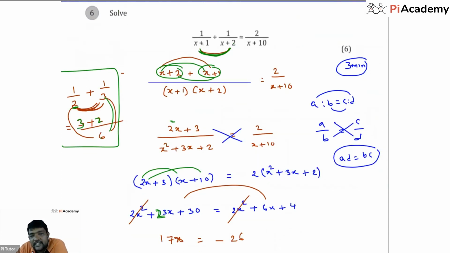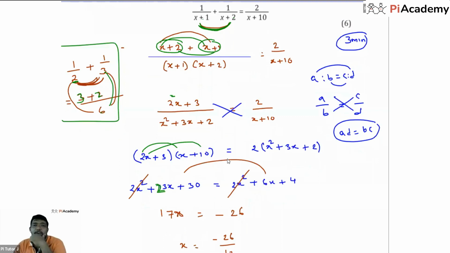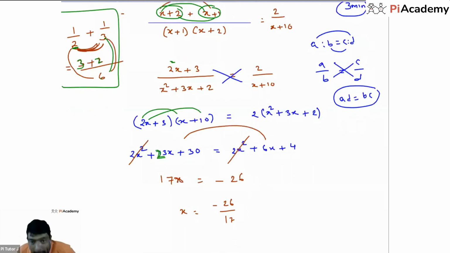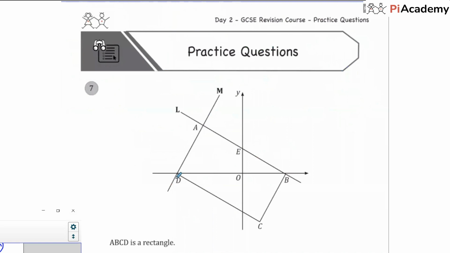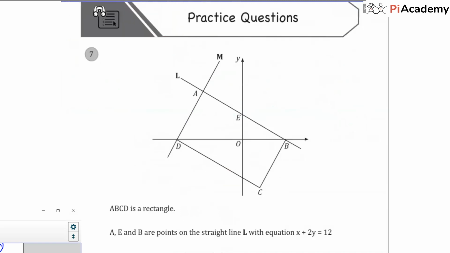Good. Shall we go to the next question? Yeah. Good. Here you go. Next question. I'll zoom it in a bit. Okay. Here you go.